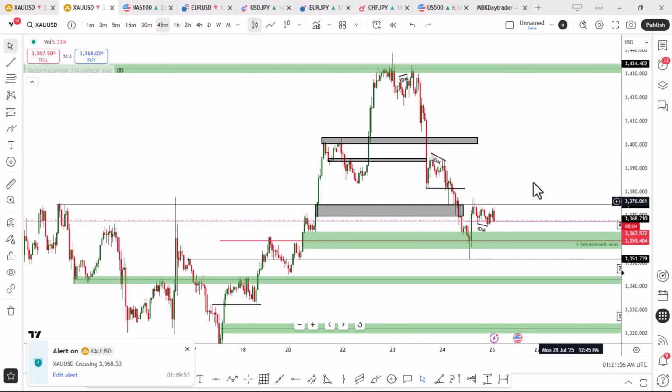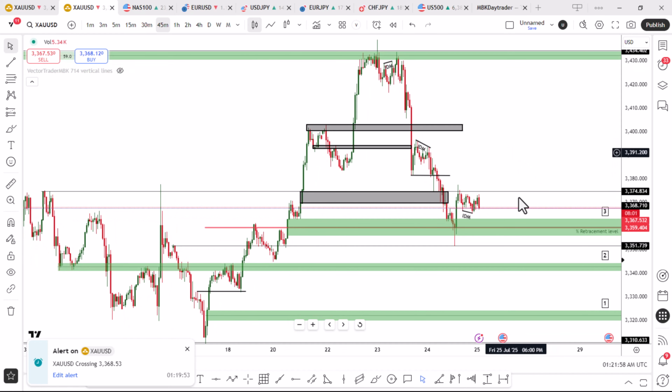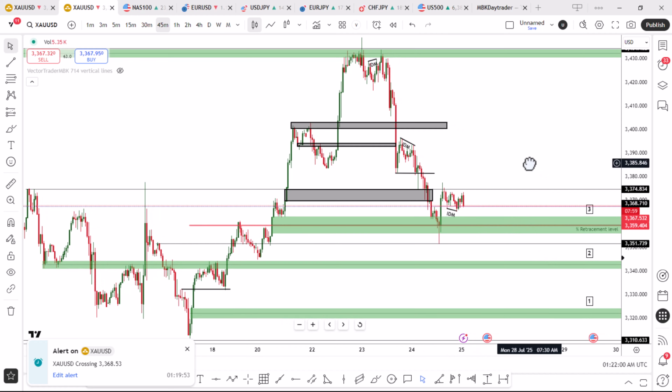What are we having on gold? Yes, this is what we're having on gold as well. You can see that I did this analysis right here. This was my third zone of buyers, right? So price actually tapped into my third zone of buyers before pushing all the way up.